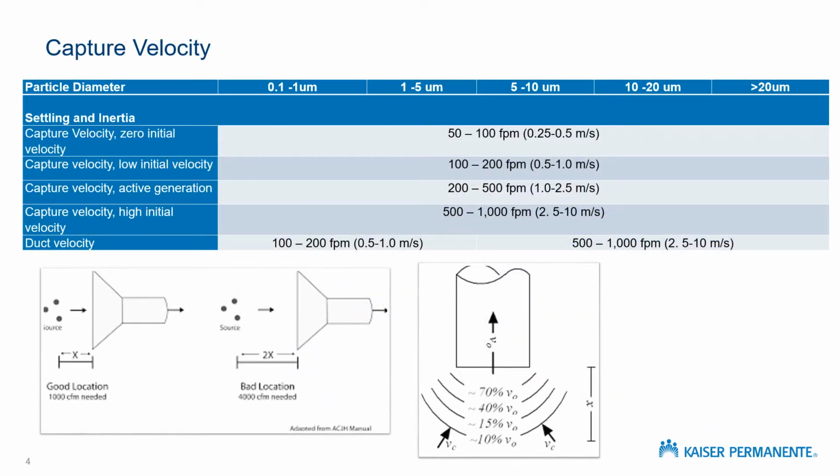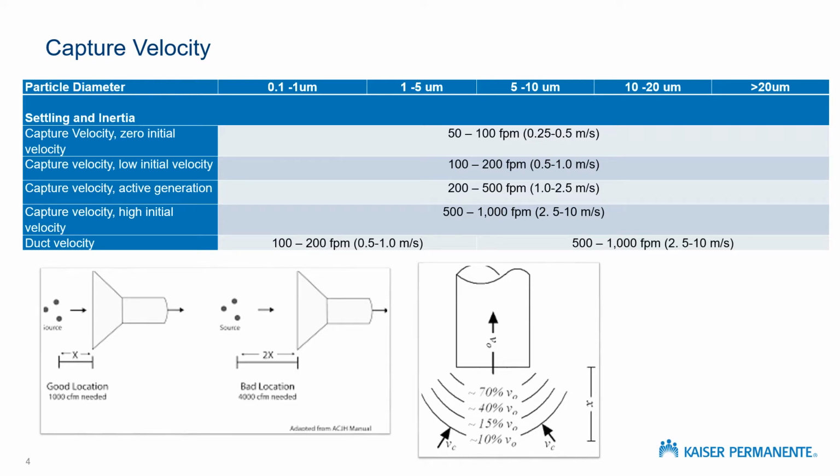So now if we want to take an HVAC system and deliberately move particles from one place to another, we need to talk about capture velocity. This concept is pretty simple. In order to move a particle, we need to have a certain velocity in the air to pick it up and move it. If those particles don't have any initial momentum, then that's not much. 50 to 100 feet per minute will do it.